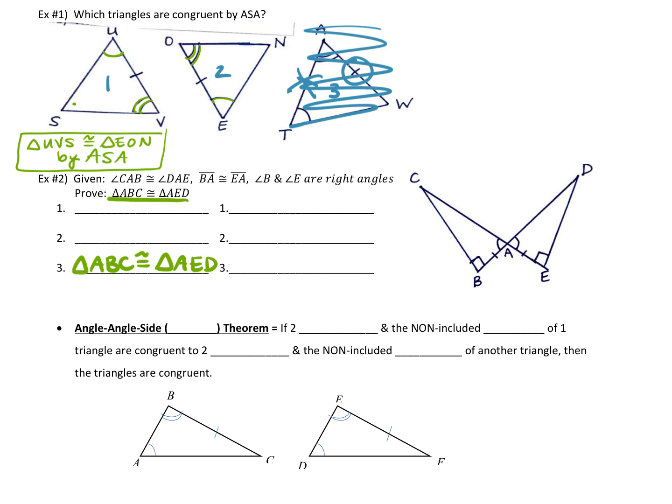All right, so step one, look at what they gave us. All of that information would go here because it is given. But then look at what information they gave you. It says CAB is congruent to DAE, and they marked that. It says BA is congruent to EA, and they marked it. And then they say angle B and angle E are right angles.